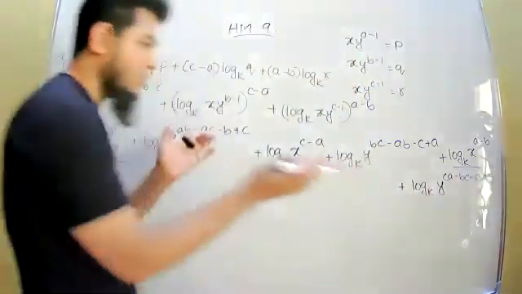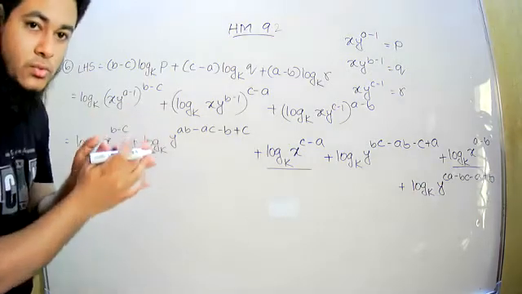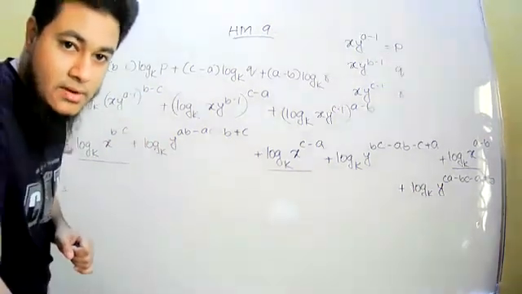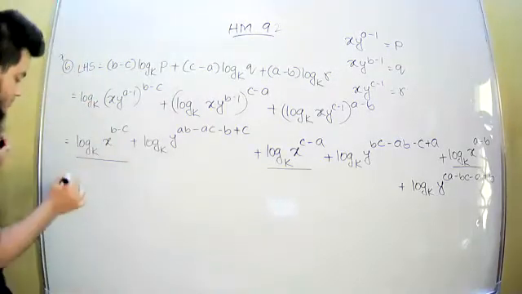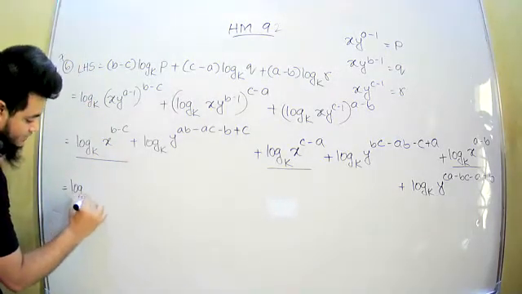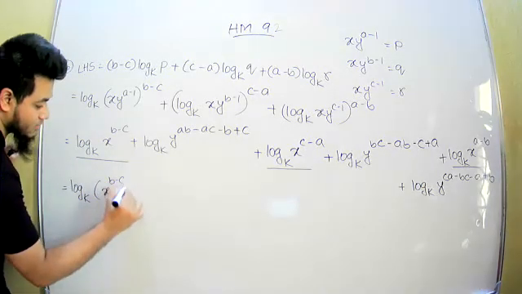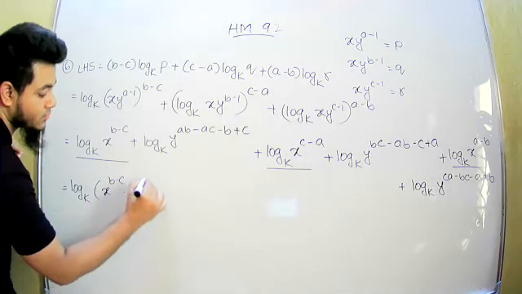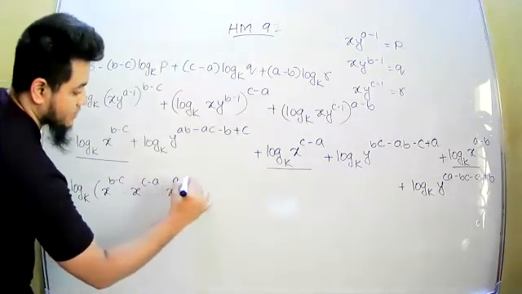If we bring all the x's together, as they are in plus, when we put them under one bracket, what will happen? They will be multiplied with each other. So log k base x, bringing all of them together, it will be x to the power b minus c into x to the power c minus a into x to the power a minus b.